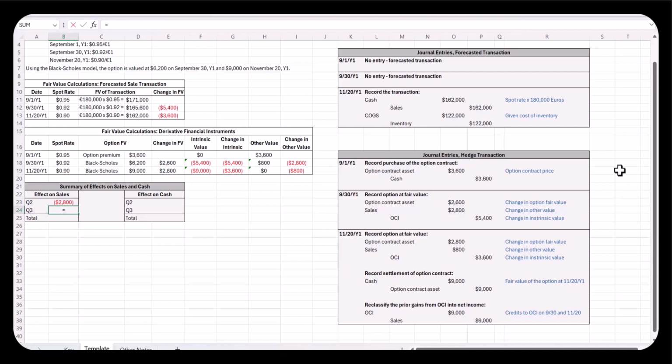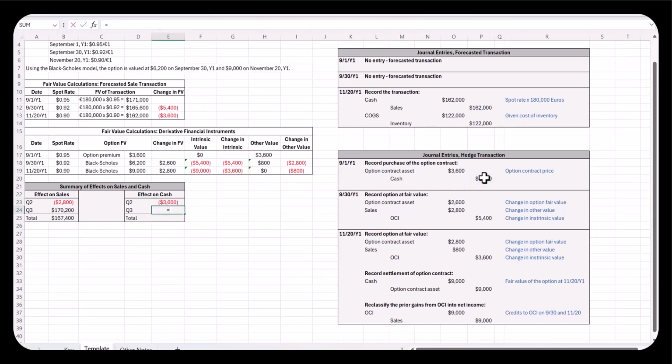Now in Q3, we have the sales from the actual forecasted transaction. Then we have the decrease to sales related to other value when we marked the option contract to market. And then we have the increase to sales of reclassifying all of our intrinsic value changes from OCI into net income. If we sum those, we end up with an overall effect on sales of $167,400. Now for the overall effect on cash, in Q2, we spent $3,600 of cash on the option contract.